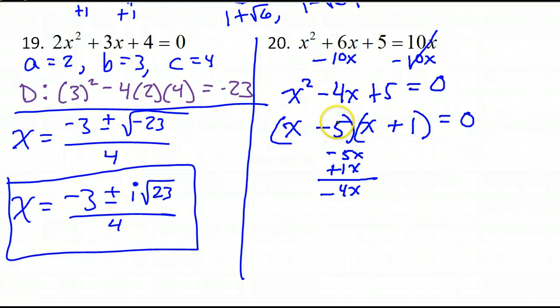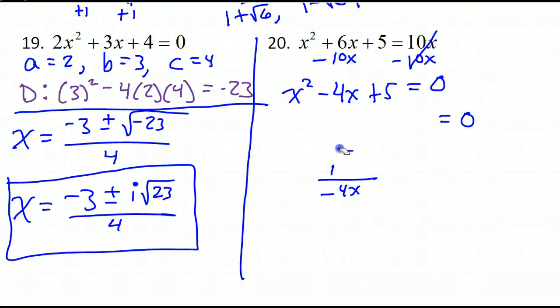But the last thing you have to do is check the sign. And negative 5 times positive 1 gives you negative 5, not positive 5. So this did not work out. So that means this is unfactorable. Alright, so looks like once again I will have to do the quadratic formula.